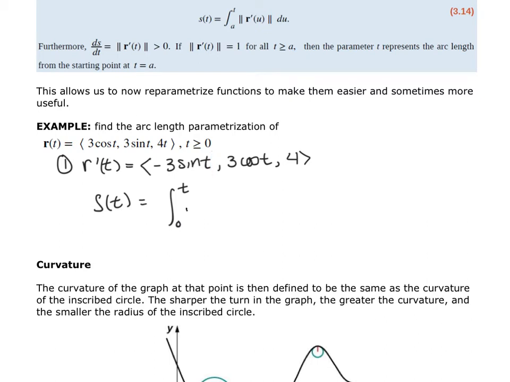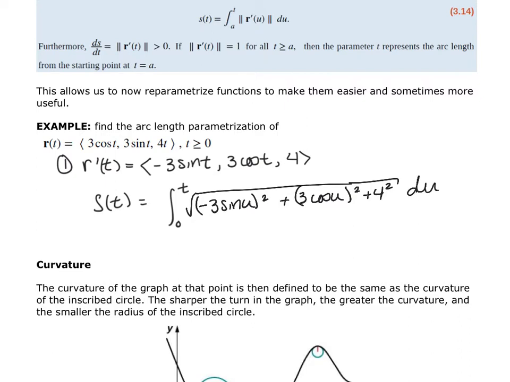And then I'm going to have the square root of, and now instead of t, I'm going to use u. So I have -3 sine of u, the quantity squared, plus 3 cosine of u, the quantity squared, plus 4 squared, du. Now this is going to be similar to my previous one. We know this is going to give me 9 sine squared of u plus 9 cosine squared of u, so we know that this ends up becoming just 9.